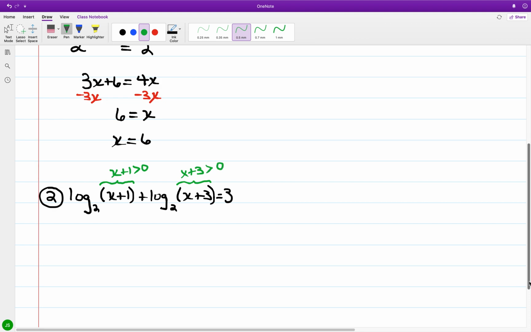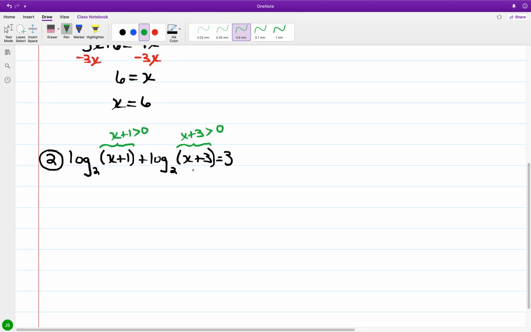Now, for the sum of the logarithms, I can make what I have here into a single logarithmic term. If you add logarithms together and you want to make a single logarithmic expression, we multiply the arguments together. So I have base 2 logarithm of the quantity x plus 1 times that of x plus 3, equal to 3.